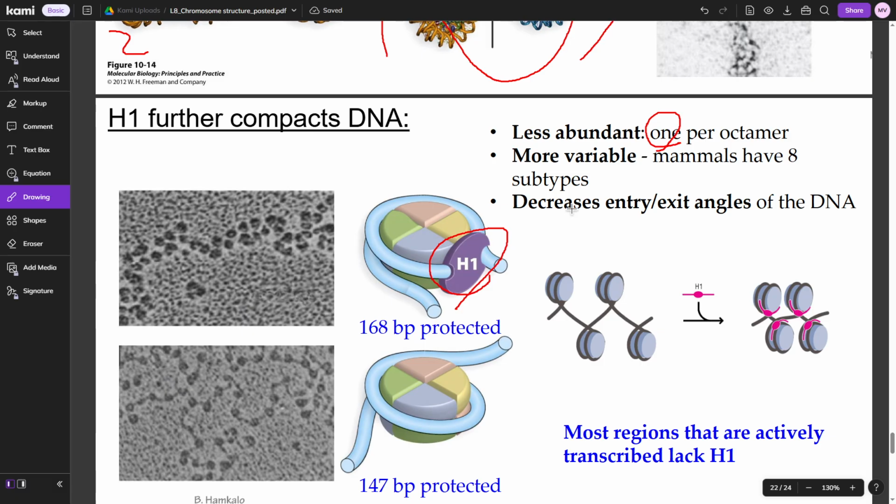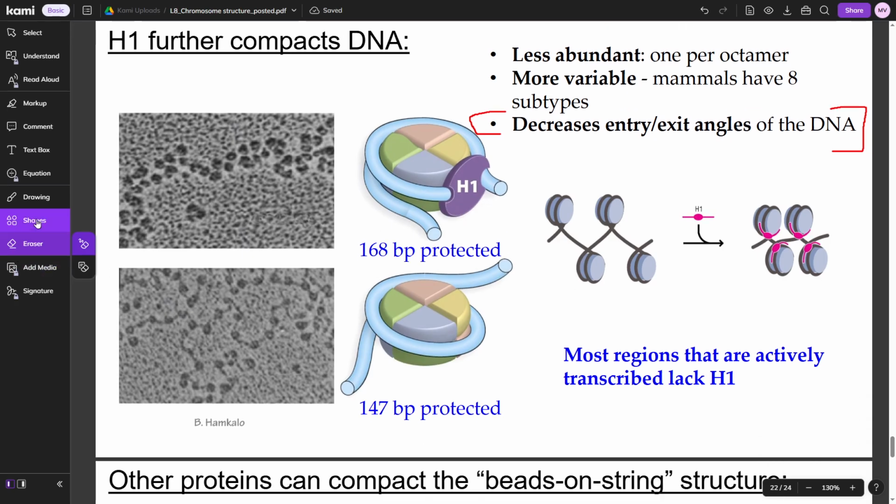And so it makes sense that if you're tightening it, it's going to be harder to access. So you're not going to want that many of them, because if you add too many of them, it's going to be impossible to access the DNA. So there's 1 per octamer. There's a bunch of variability with them. There's 8 different subtypes of them. But the main thing to note is not only is there 1 per octamer, but they also decrease the ability of other enzymes to bind to the DNA. So that's the important thing to note.